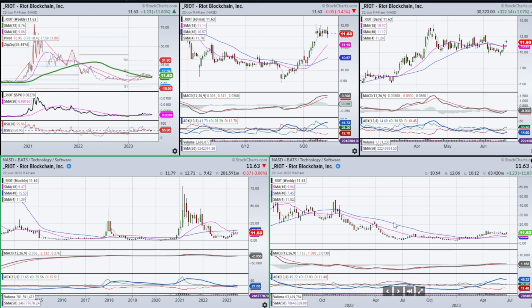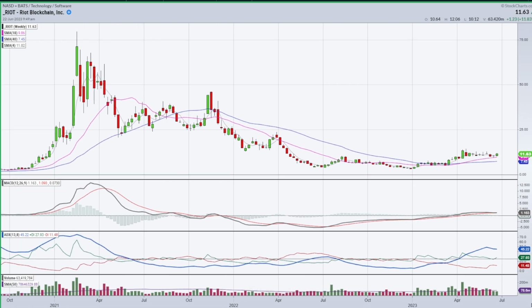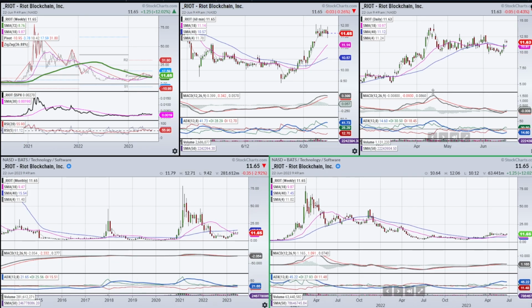I actually like the look of Riot Blockchain better. I like the looks of this. This is one I highlighted this week for my subscribers. Look at the orderly pullback. Look at the momentum condition, much, much stronger. I like the volume pattern here. And then a really orderly pullback to a rising 18 above a rising 40. And we're getting this pattern where we're crossing back above the moving averages here after some overrun.